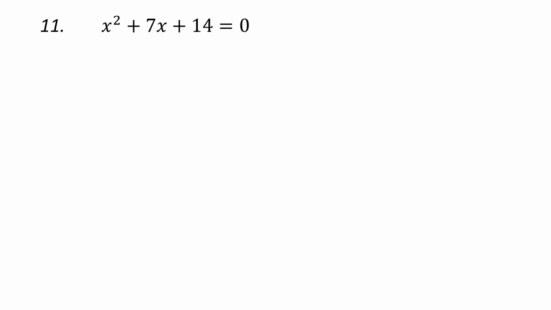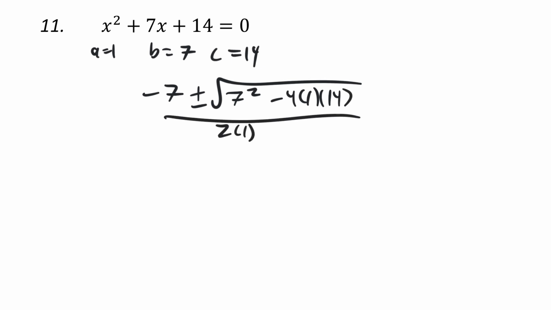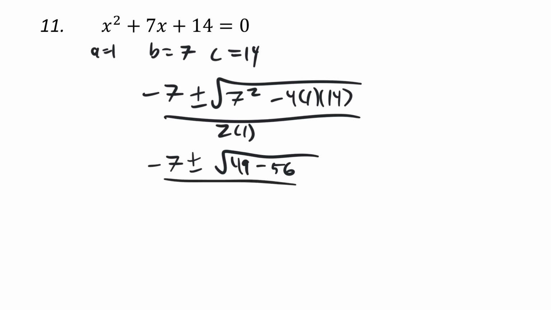All right, how will we do this one? Well, again, let's use that quadratic formula. A equals 1, b equals 7, c equals 14. Minus 7 plus or minus the square root of 7 squared minus 4 times 1 times 14 over 2 times 1. Negative 7 plus or minus the square root of 49 minus 56 over 2. Negative 7 plus or minus the square root of negative 7 over 2.